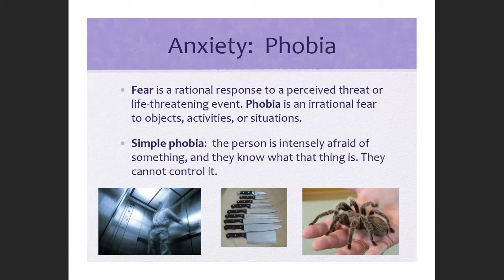In a simple phobia, a person is intensely afraid of something and they do know what that thing is. If you ask a person, what are you afraid of? They can tell you. And they feel that they can't control that fear. In the photos here, you see a guy in an elevator that's probably showing claustrophobia. He can't handle small places, or maybe he can't handle heights. That elevator is going to the top of a skyscraper, for example. So people become irrationally afraid of situations where they are perfectly safe, but they don't feel they're safe.